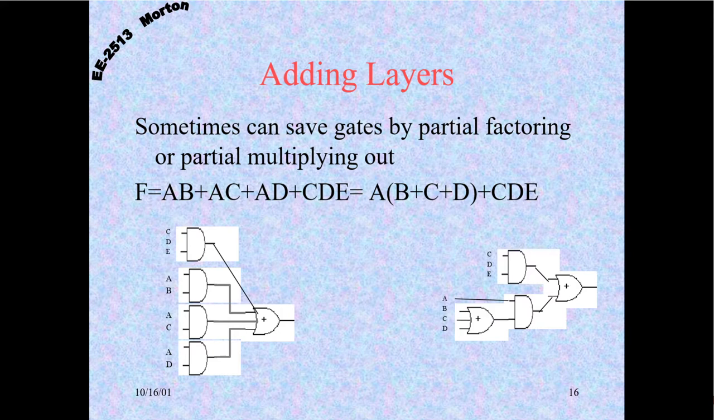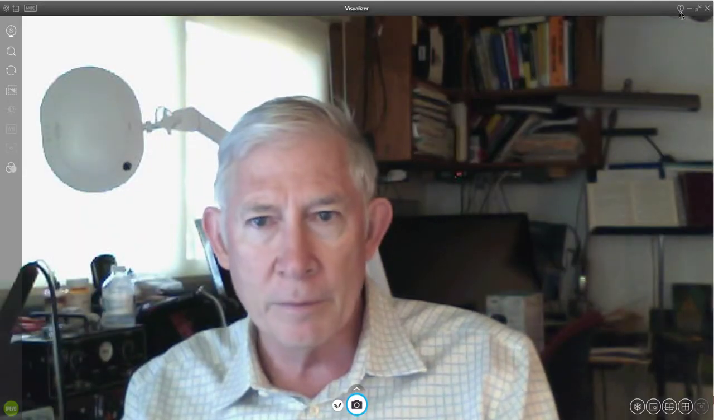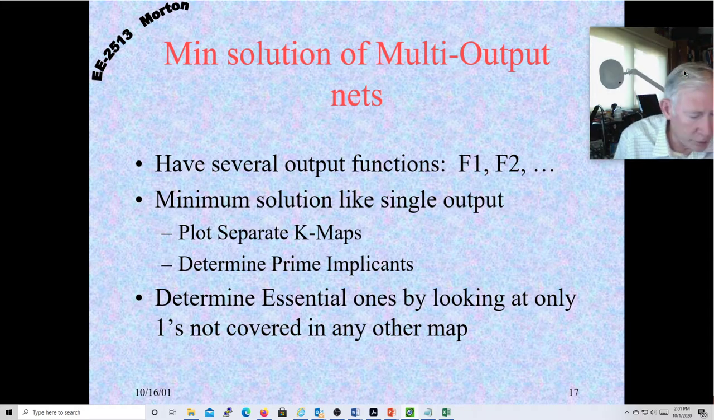One of the things we want to talk about is the minimum solution of multiple output nets. When you do a truth table, you can add multiple outputs. All you do is add an additional column, so in that regard, we can definitely have multiple outputs.